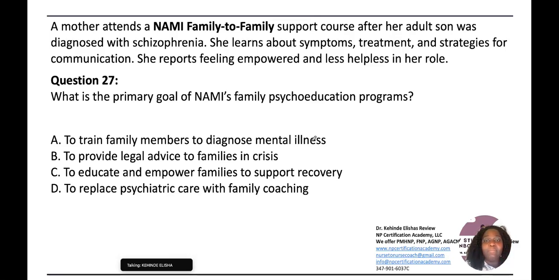A mother attends a NAMI Family-to-Family support course after her adult son was diagnosed with schizophrenia. She learns about symptoms, treatment, and strategies for communication. She reports feeling empowered and less helpless in her role. What is the primary goal of NAMI's family psychoeducation program? A. To train family members to diagnose mental illness. B. To provide legal advice for families in crisis. C. To educate and empower families to support recovery. D. To replace psychiatric care with family coaching. Please drop yours in the chat.